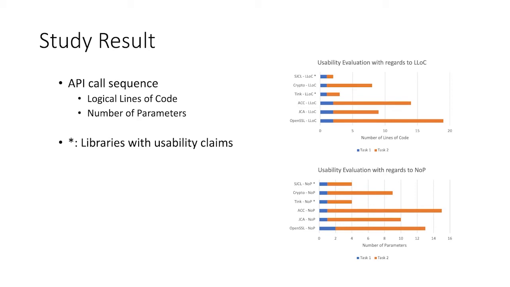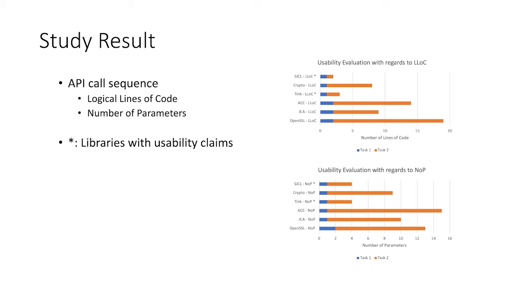For the first study, we evaluate the results based on 2 measurements, the number of lines of code and parameters. These 2 metrics are usually used for measuring the complexity of a software product, and we deploy them for measuring the complexity of the API call sequence. For task 1, which is to generate a symmetric key, all libraries perform very similarly, as most libraries utilize pseudo-random number generators or key generators for generating a symmetric key. The differences begin with task 2.